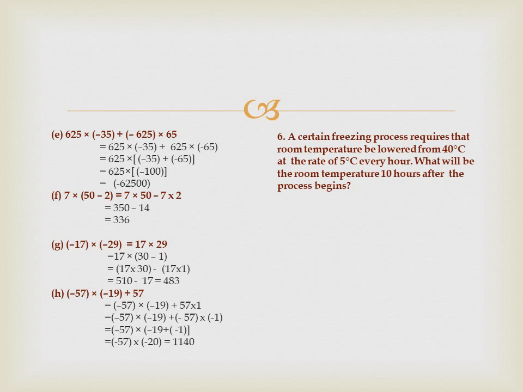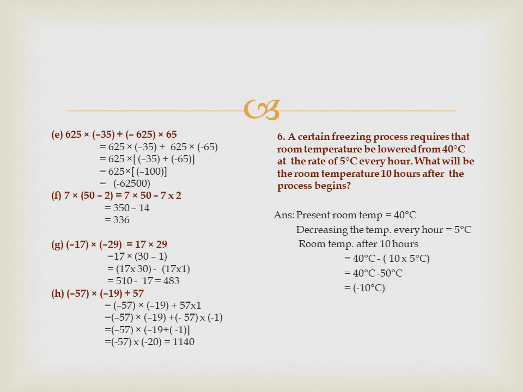Okay, we can see the answer in steps. Present room temperature is equal to 40 degrees Celsius. The decreasing temperature every hour is equal to 5 degrees Celsius. Therefore, the room temperature after 10 hours is equal to 40 degrees Celsius minus 10 into 5, equals 40 minus 50, is equal to negative 10 degrees Celsius. Therefore, after 10 hours, its temperature will be negative 10 degrees Celsius.